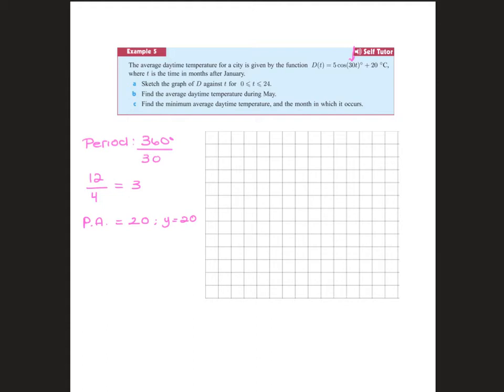So now let us look at the amplitude. Well, the amplitude is also given to us as 5. Take note that both of these will be affecting your y value or your output temperature. When you perform transformations, you also have to keep in mind order of operations. So we're going to multiply by 5 first, and then we're going to add 20. Also, keep in mind your particular domain. That is something that you do not want to forget. Your domain in this case is from 0 to 24.